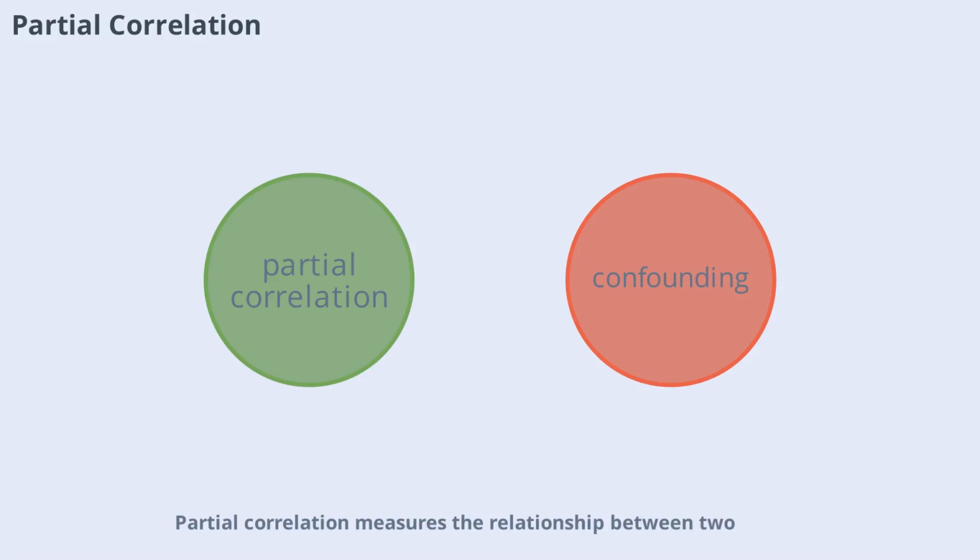Partial correlation measures the relationship between two variables while controlling for the effect of others. This helps you isolate the direct connection and avoid being misled by confounding factors. It's a valuable technique for deeper data analysis.